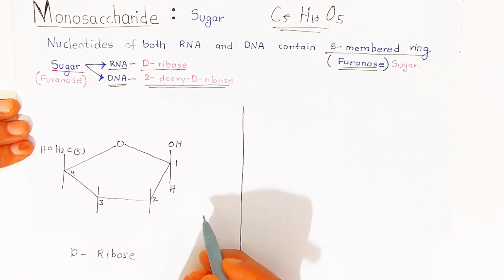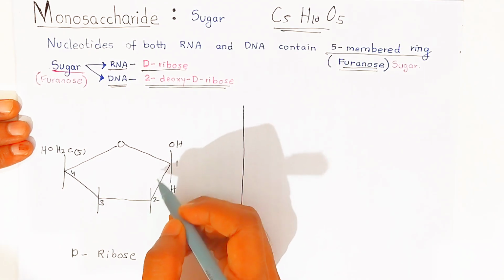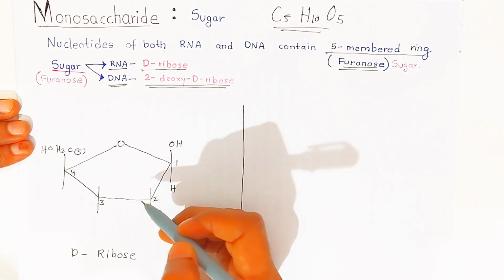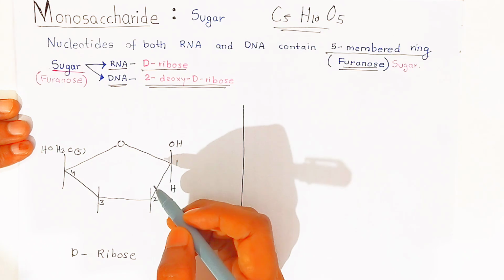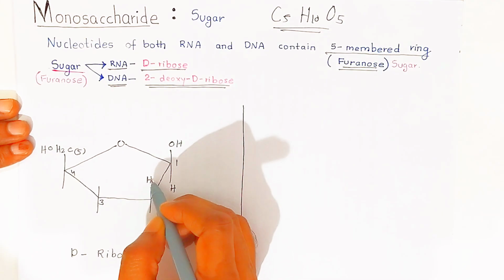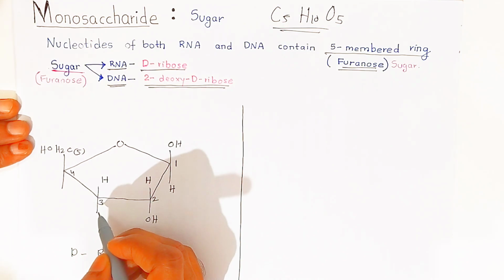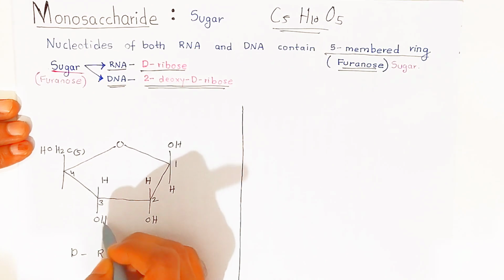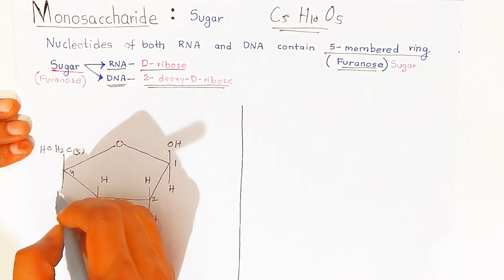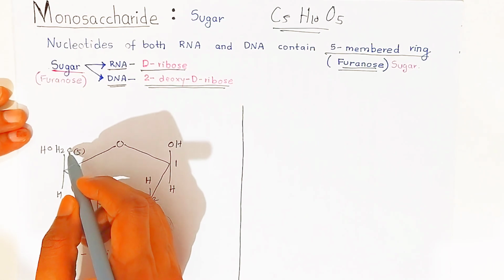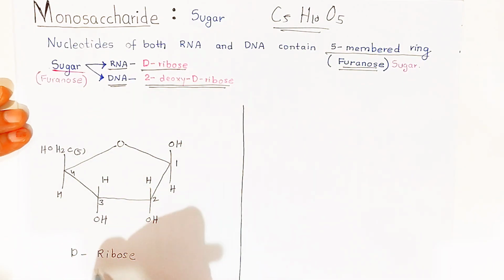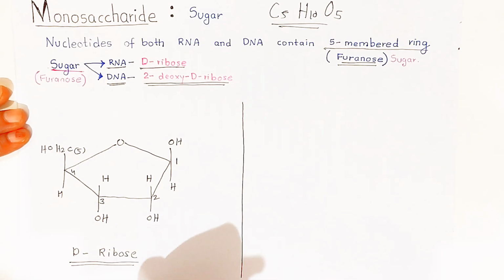Okay, students. Now when we fill in the hydrogen, because all sugars are polyhydroxy aldehydes and ketones, when you draw the hydroxyl structure here, the hydrogen will be above and the hydroxyl will be below. Here also in the 3rd carbon, hydrogen will be above and hydroxyl will be below. The CH2OH will be above. So this is the structure of D-ribose. This is the sugar present in RNA.